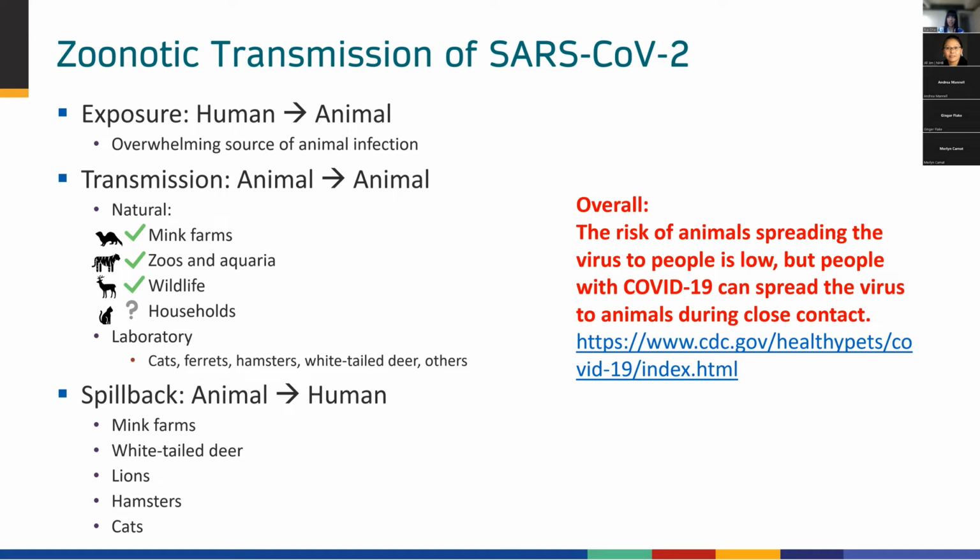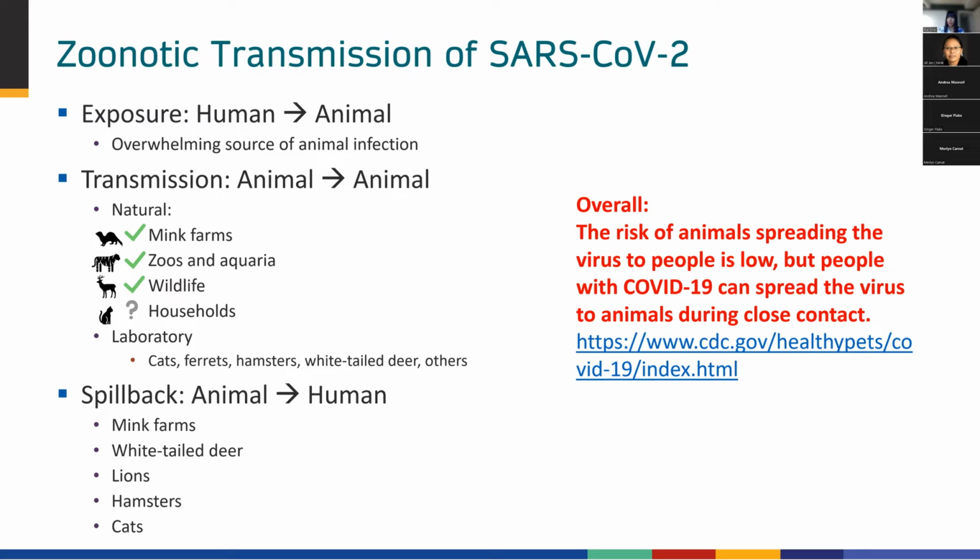We also have seen experimental transmission of the virus under controlled laboratory settings in a number of species, including cats, ferrets, hamsters, deer, and others. And then perhaps the thing we were most interested in from a public health standpoint is animal transmission back to people. And we've seen that in a few different interfaces as well. So on mink farms, white-tailed deer, lions, hamsters, and cats are our current examples of spill back.